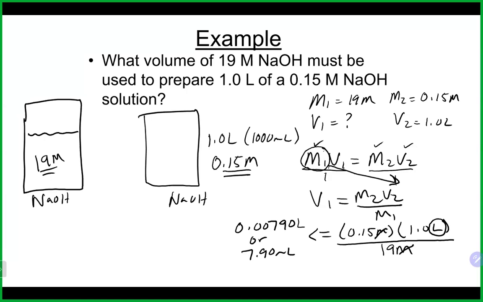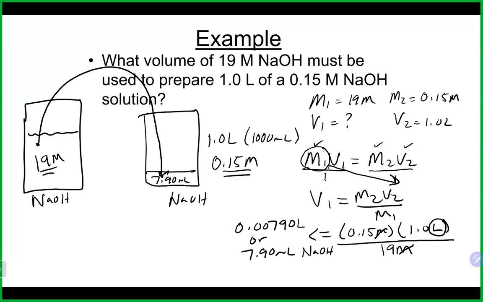What does that number really mean? That number is our V1, which is basically the amount of sodium hydroxide you're going to take out. So you would go into this beaker here that is the 19 molar solution, take out and put into your new beaker 7.9 milliliters of sodium hydroxide, right?